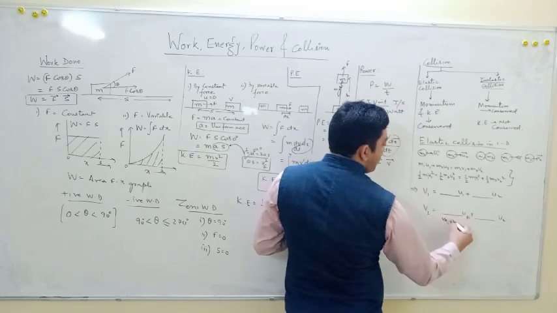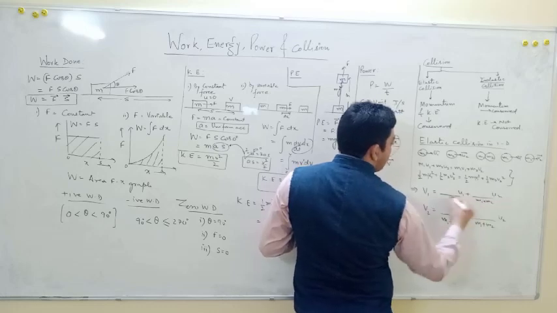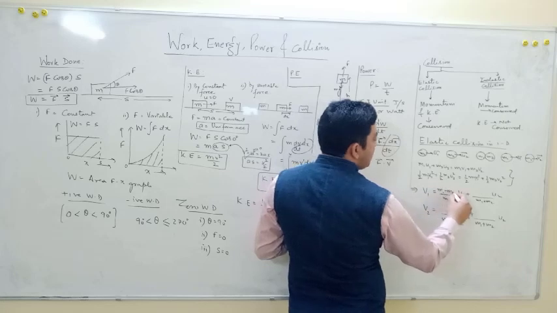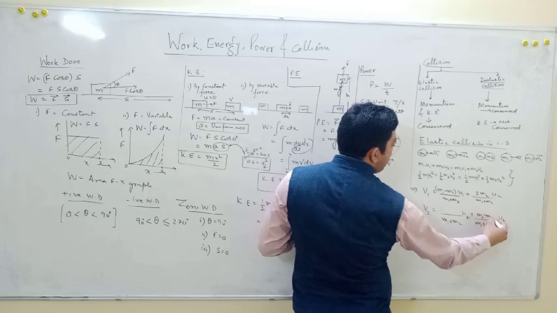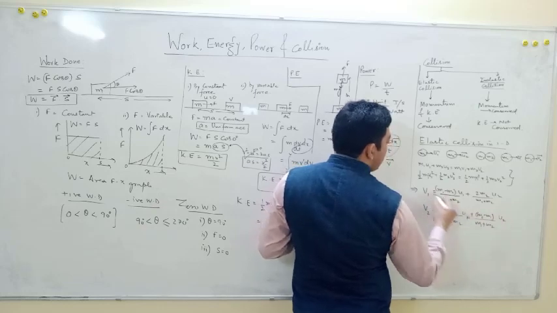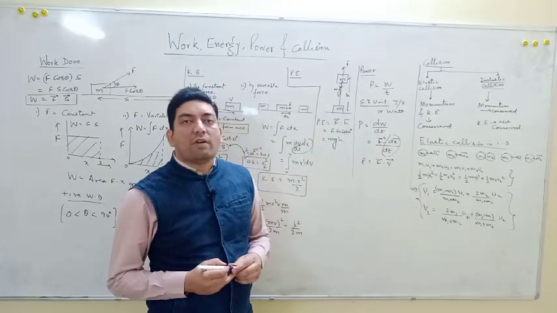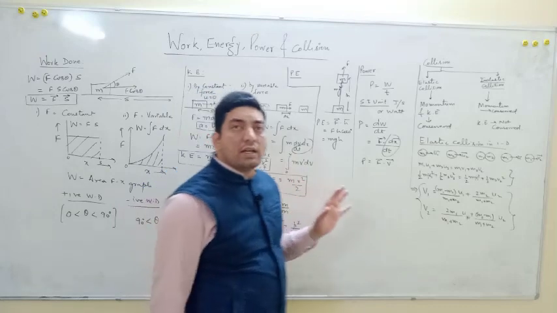In the denominator, everywhere you are going to get the sum of the two masses, m1 plus m2. Here v1, so here you will get m1 minus m2, and here 2m2. Here v2, so you are going to get m2 minus m1, and here 2m1. So using these two equations, you can get the velocities of the bodies after collision if the collision is elastic.